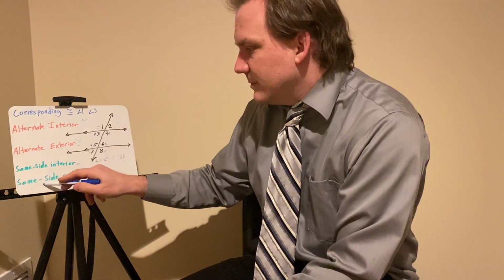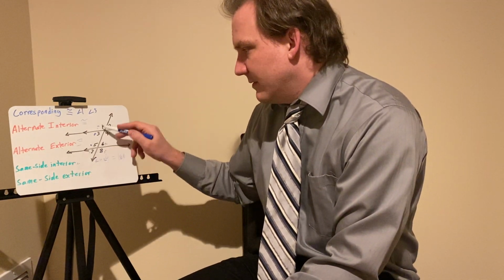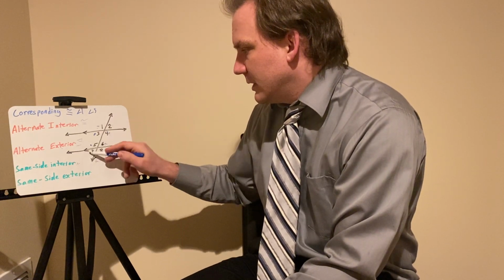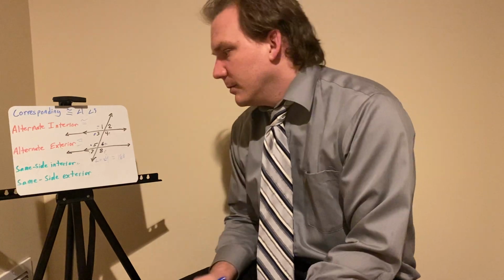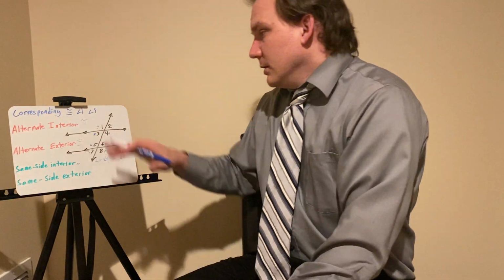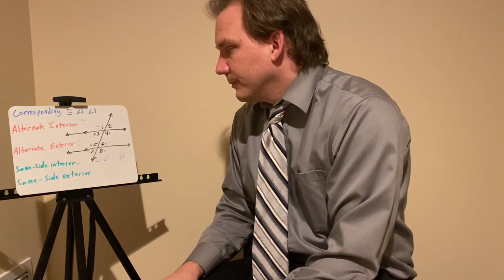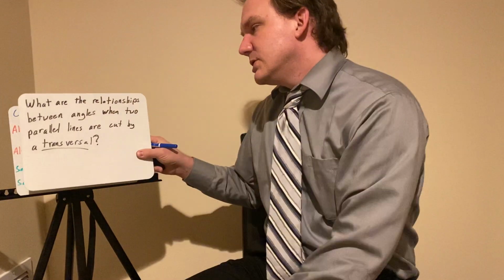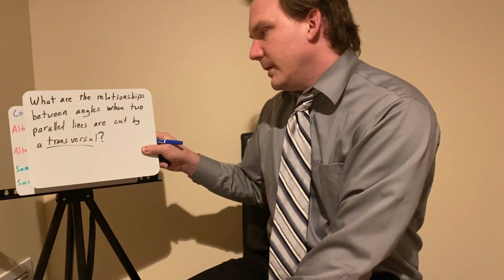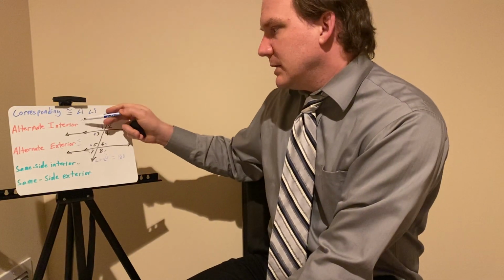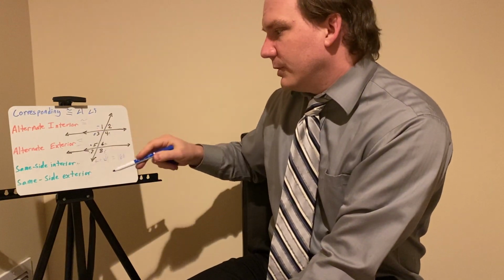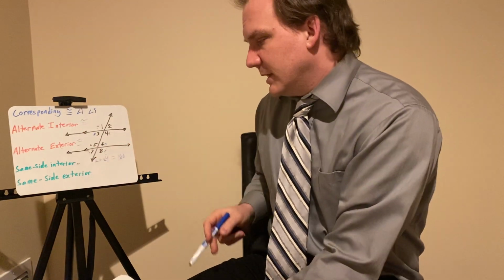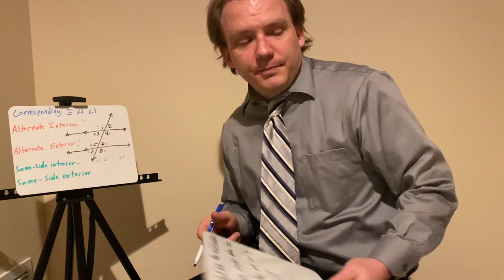And same thing with same side exterior. Then you're looking at 7 and 1. They would be supplementary and equal 180. And 8 and 2 would be supplementary and equal 180. Those are the five relationships we're going to start with. What are the relationships between angles when two parallel lines are cut by a transversal? We have corresponding, alternate interior, and alternate exterior. All three of these are congruent. Same side interior and same side exterior are supplementary.